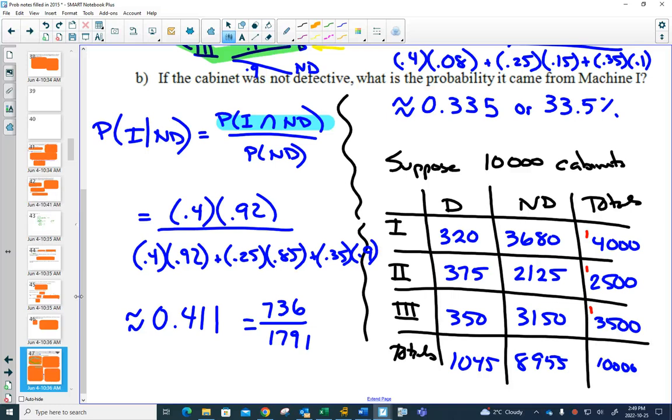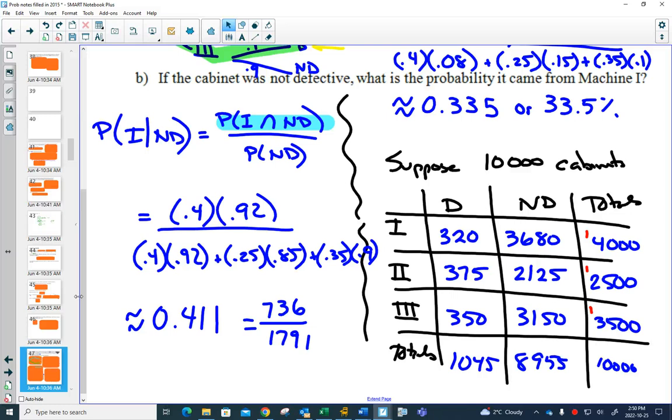92% then is 3,680. Machine 2, 15%. Machine 3, 10%. This one's really easy to do the math. 10% of 3,500, 350, means that 3,150 were good. And if we look at the totals, this tells us if you make 10,000 cabinets, just over 1,000 will be defective.